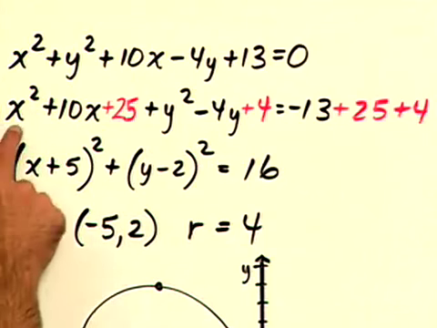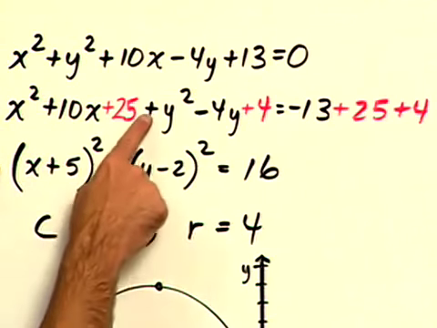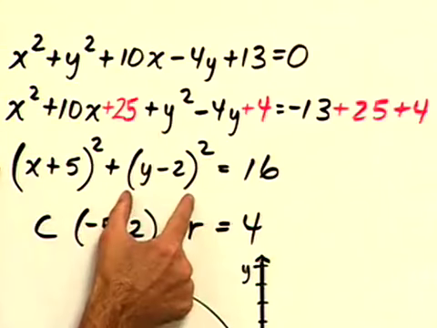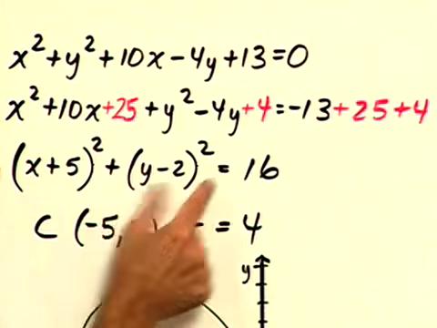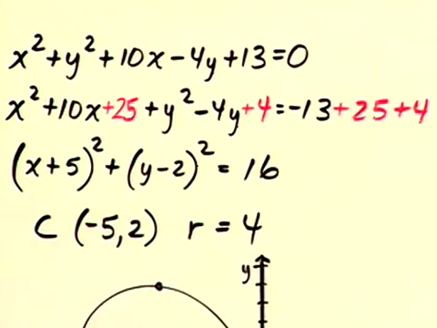Now I'm going to factor the first 3 terms, and that'll give me x plus 5 quantity squared, plus because of the plus sign. Then I'm going to factor the next 3 terms, which will give me y minus 2 quantity squared. And if I add all of these up, I will get 16. Now I have my equation in standard form. It's the standard form for the equation of a circle.